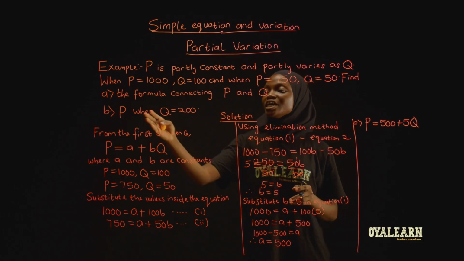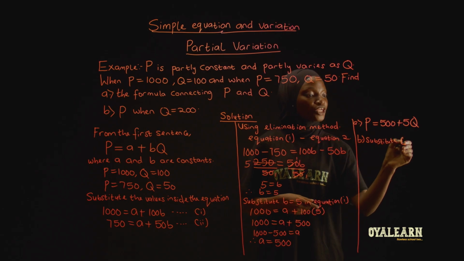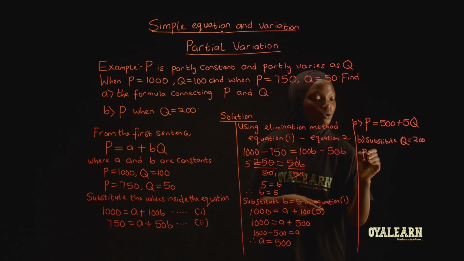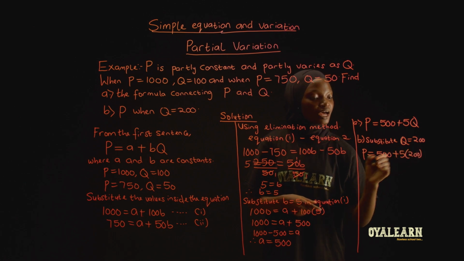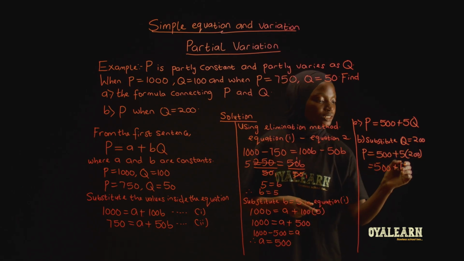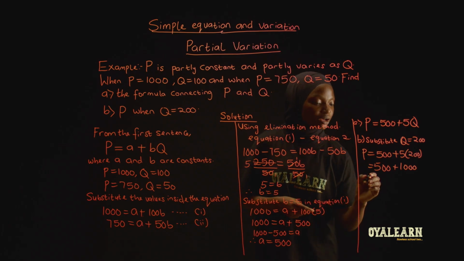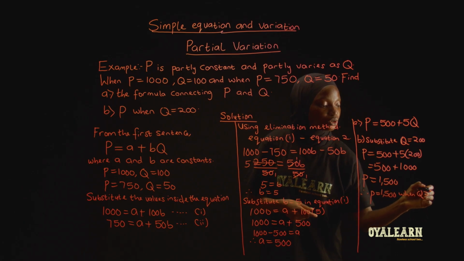Now the second question says, find P when Q equals 200. To do that, substitute Q equals 200 in this equation. So we have P equals 500 plus 5 into 200. I'll be having 500 plus 5 times 200, which gives 1000. And when we add them together, we'll have 1500 as the value of our P. So therefore, P equals 1500 when Q equals 200.